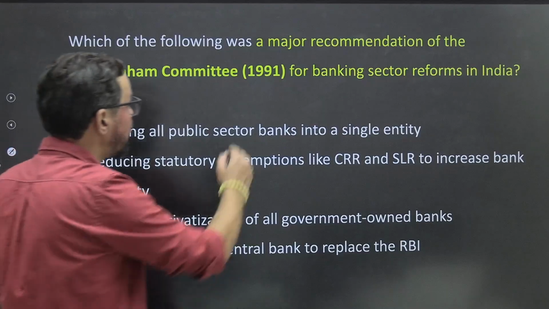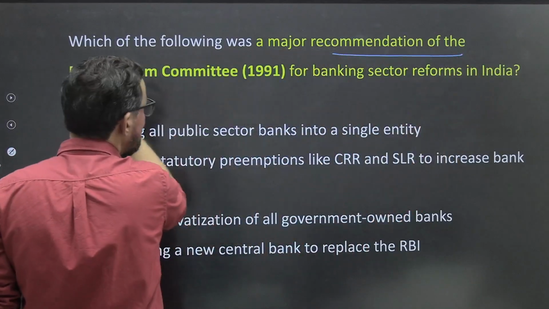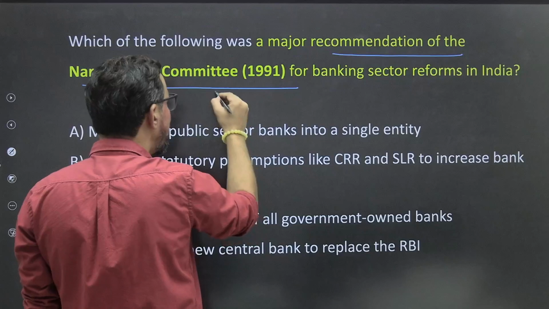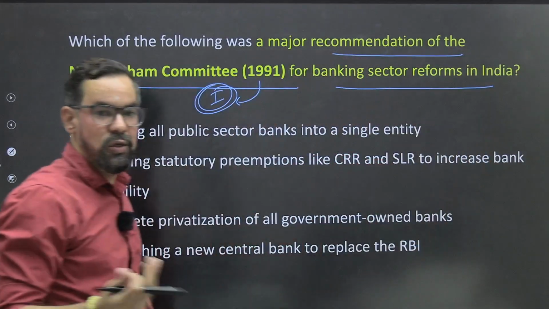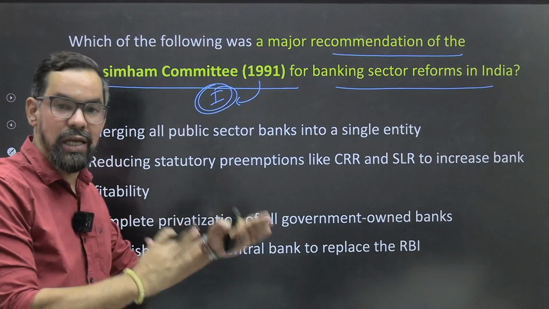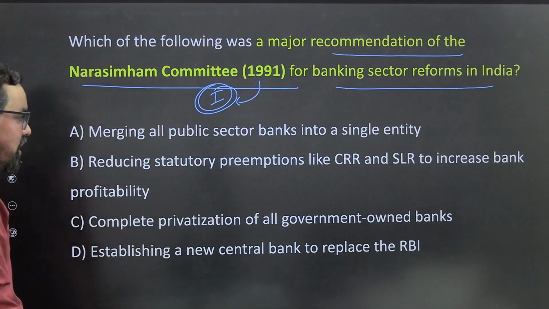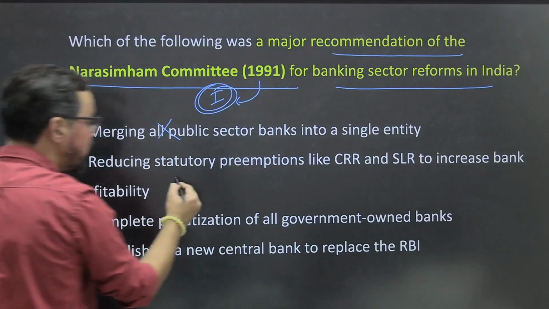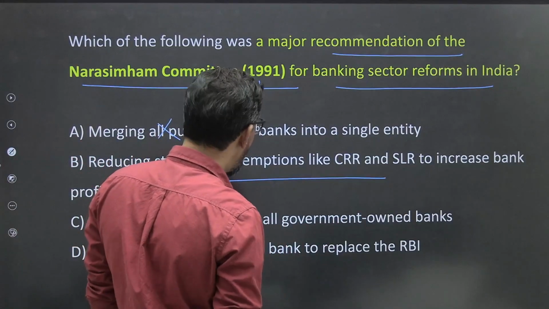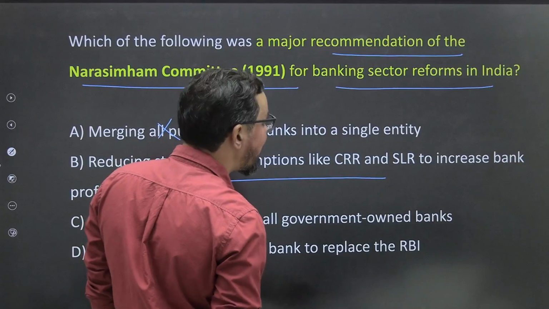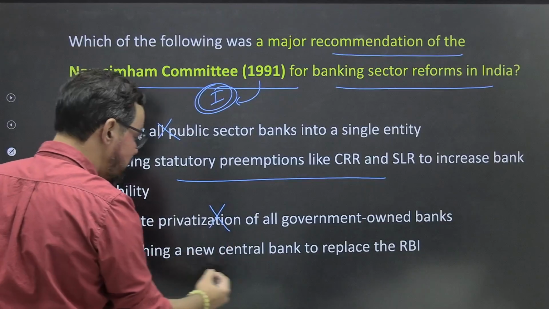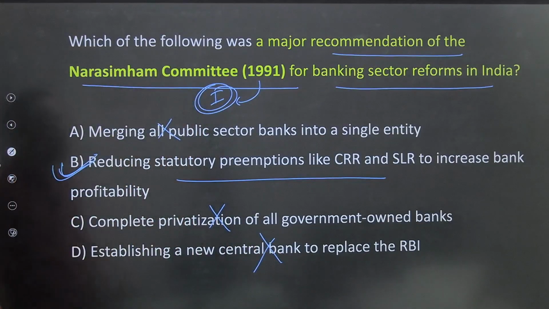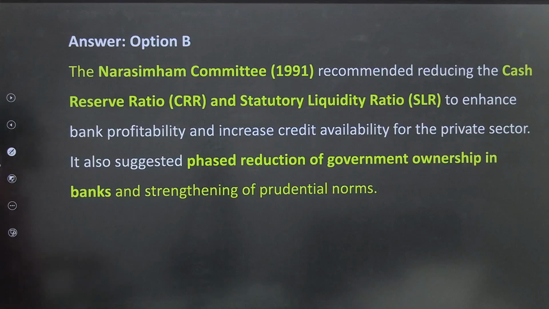Which of the following is a major recommendation of Narasimham Committee? 1991 means Narasimham Committee 1 for banking sector reforms. Okay, so in module D, we have discussed Committee 1 as well as Committee 2 itself. Okay. So merging all public sector banks, no. Reducing statutory preemptions like CRR, SLR to increase bank profitability, yes. Complete privatization, no. Establishing new central bank, no. Okay. So reducing statutory ratios like the reserve ratios CRR and SLR.